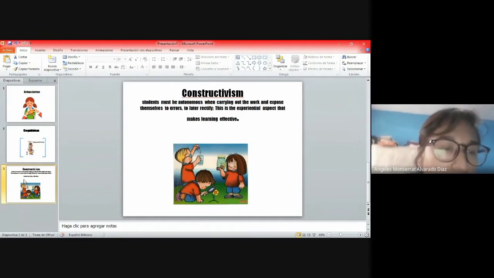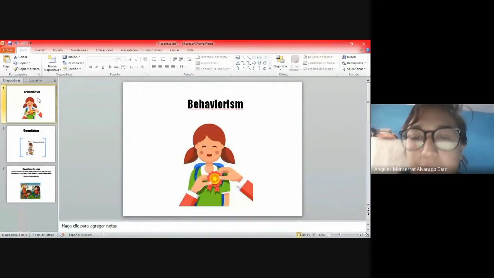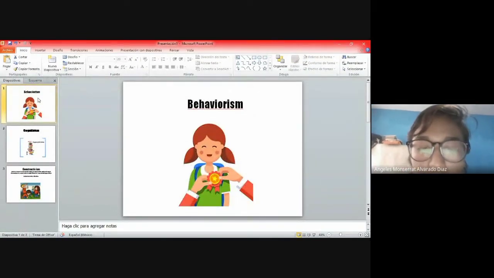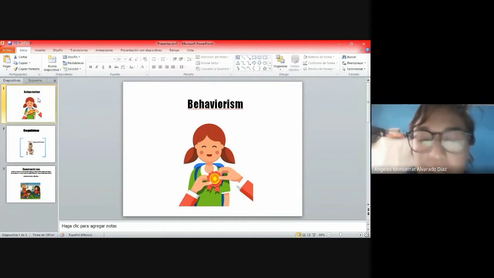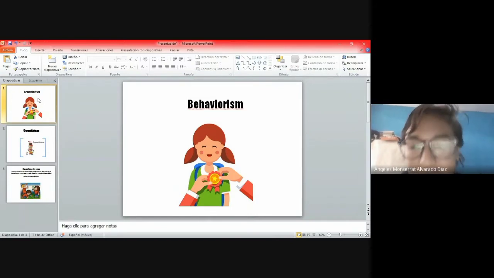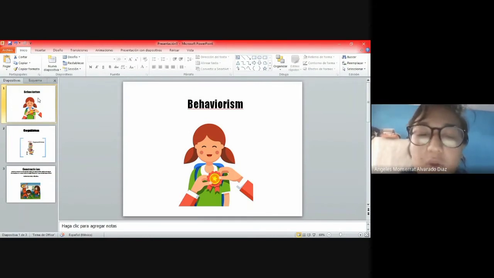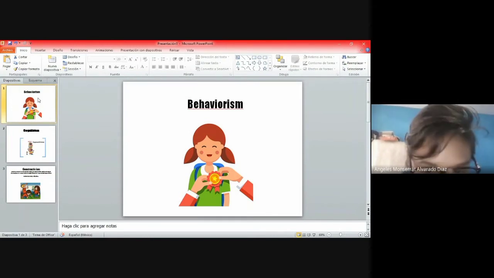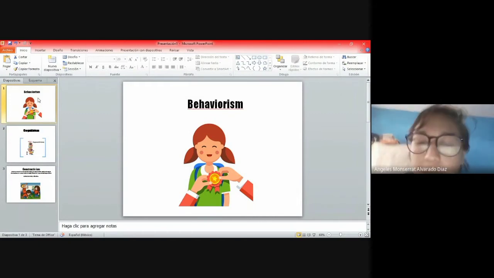One example of behaviorism: since the bell signals recess and the end of class, students will inevitably associate the sound with the end of the learning period. Thus, they stop paying attention even though the teacher is talking or explaining something important.